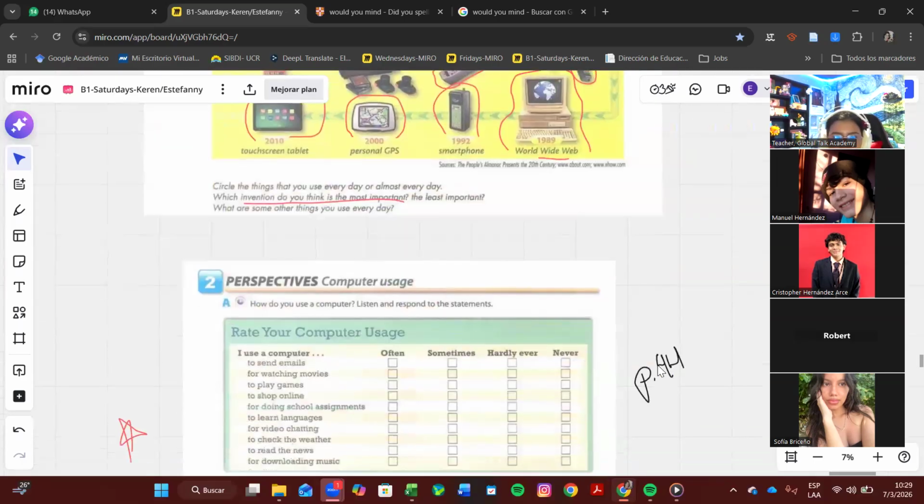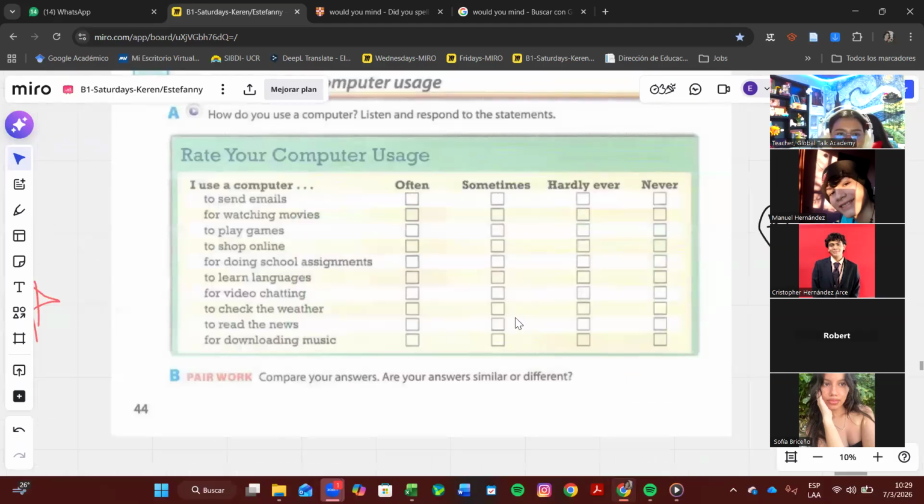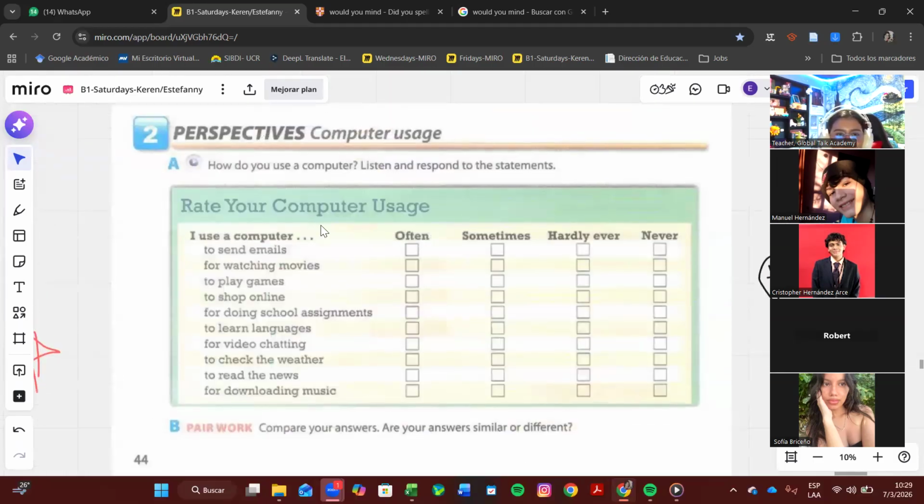That was good. So let's move on to this page, 44. Here we have to rate our computer usage, okay? I don't know if you all have computers, but if you don't, maybe we can talk about your cell phones, okay? I'm going to ask each of you. Manuel, do you use your computer to send emails? How often? Hardly ever.